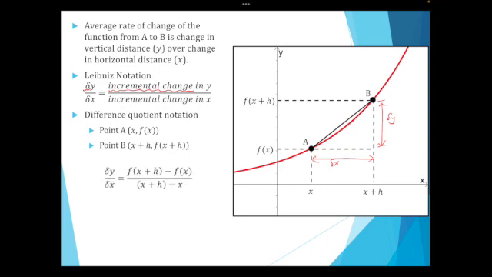We know the coordinates of point A and point B, and we can now write delta y over delta x. Delta y is f of x plus h, which is this point here, take away f of x, so f of x plus h minus f of x. And then from here to here is x plus h minus x, which is h. So therefore, delta y over delta x is actually f of x plus h minus f of x, divided by h.